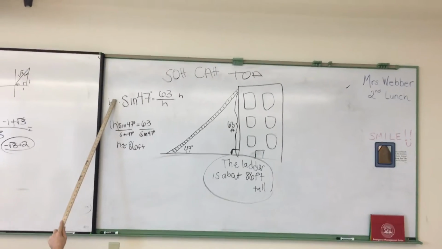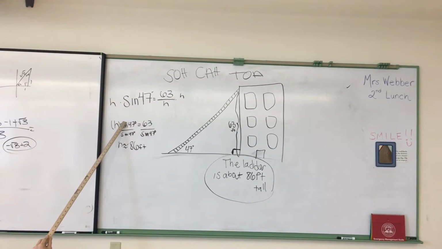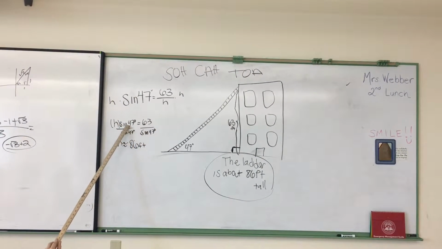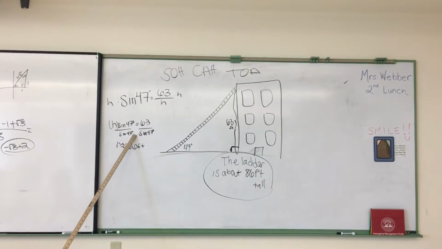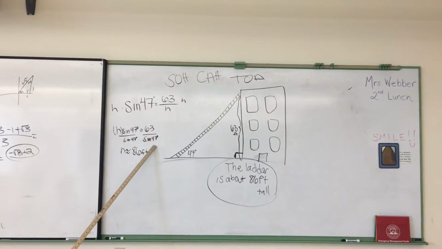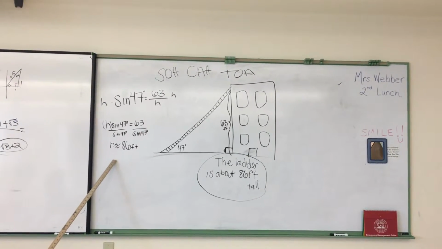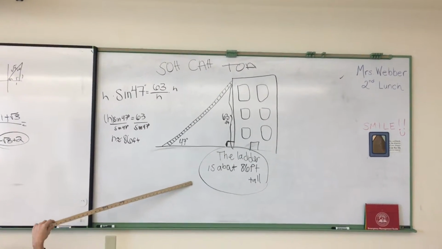And then you do it on both sides. So when you do this, you end up with this, and you have to divide by sine 47, and you divide 63 by sine 47 also, and you get about 86 feet, and that's how tall the ladder is.